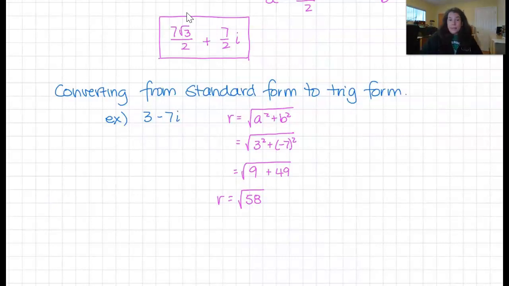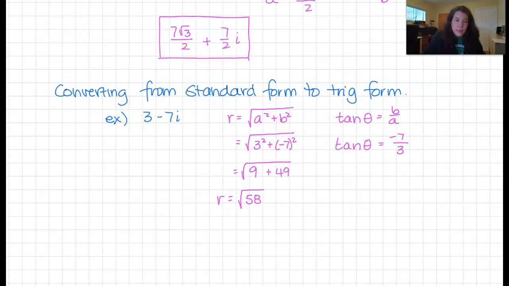So now let's find theta. With theta, remember tan theta is b over a. b is negative 7. Excuse me, a is 3. Oh, hang on. Sorry, I wanted to grab my calculator.